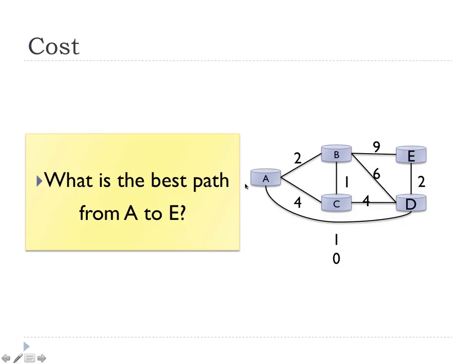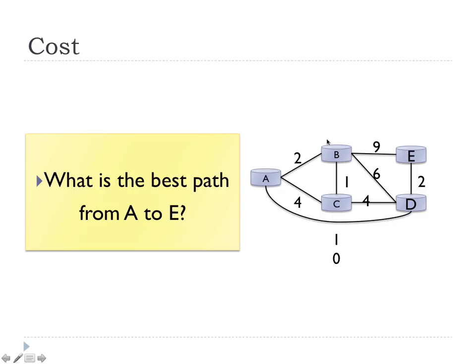But that was right. The best one, I believe, is in 9, which is A, B, C, D, E. Notice there are more hops in that case. We're going through more routers than this ADE, but because we want the least cost path, which is based on these weights.